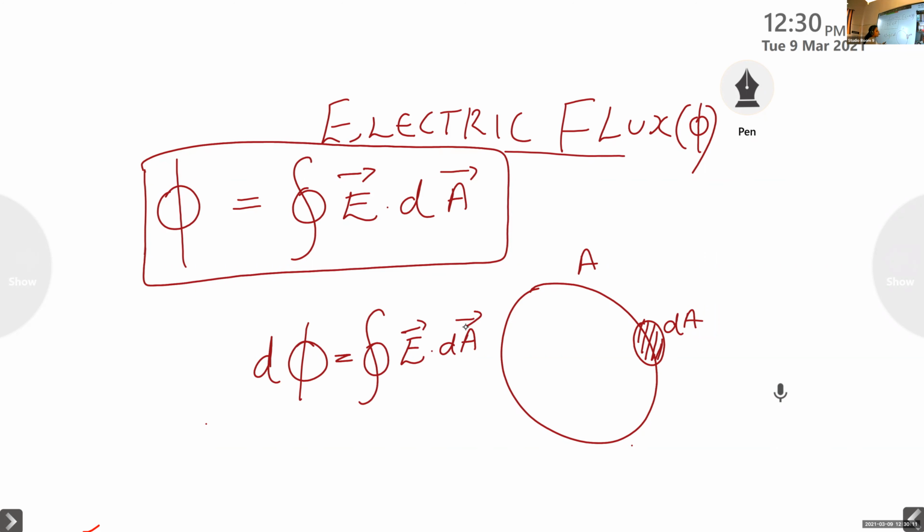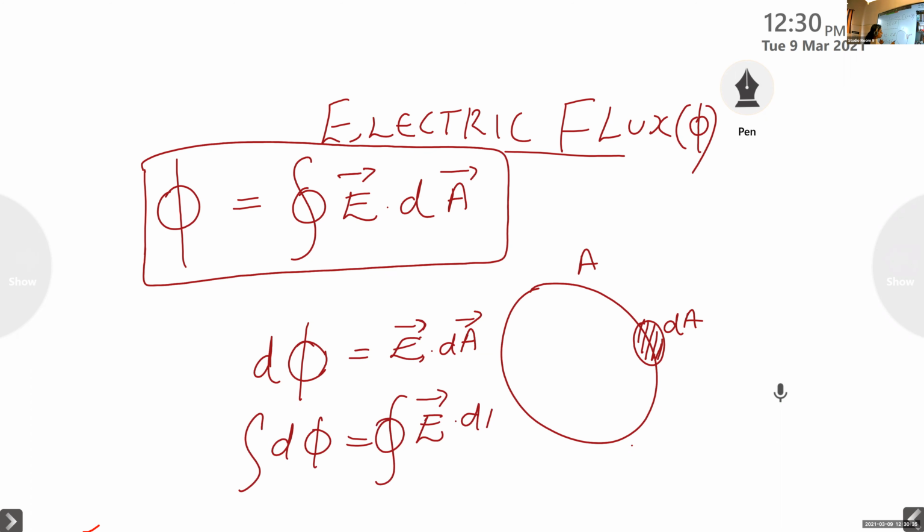Okay. Then in order to obtain the total electric flux from this surface, I am integrating both sides. Then we get integral d phi is equal to the closed surface integral of E dot dA. On integrating, the integral of a derivative quantity is that quantity itself. That is, integral d phi is equal to phi, and that is equal to the closed surface integral of E dot dA. Yes, it is clear.